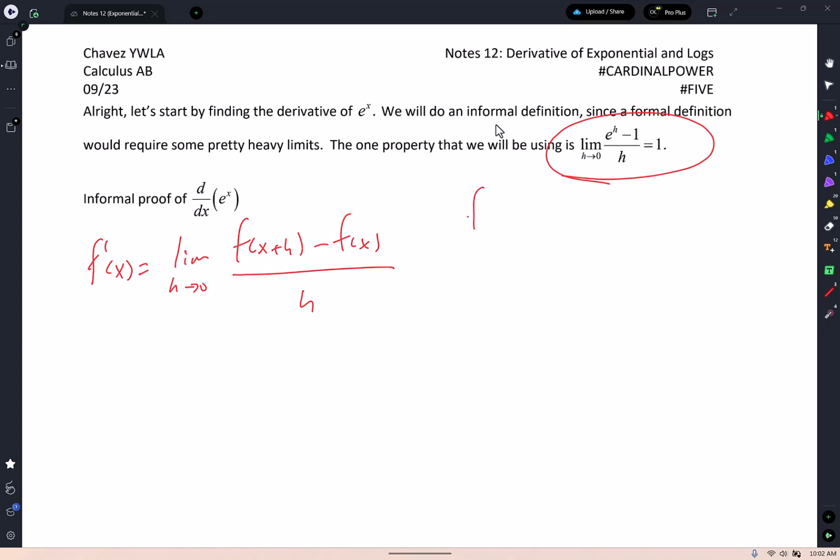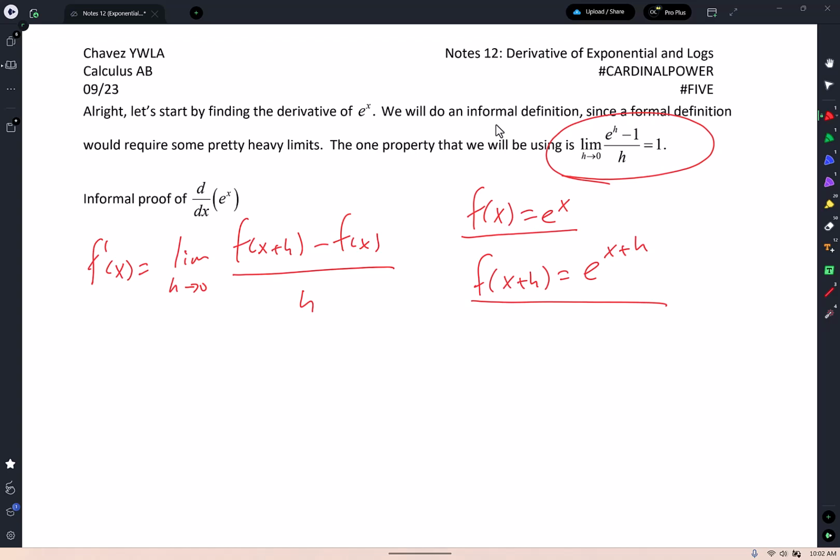So if I tell you that f of x is equal to e to the x, then that means f of x plus h must equal e to the x plus h. Have I lost anyone? I haven't done anything. All I've done was identify what the function is and identify what f of x plus h is. So what are we doing? We're proving the derivative of e to the x.